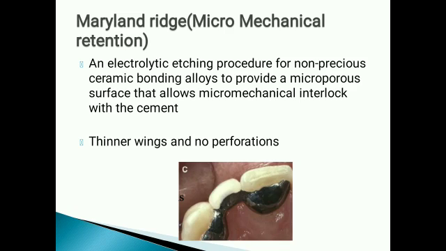Coming to the Maryland bridge, many scientists developed different designs to overcome the shortcoming of Rochette bridge. Dumb and Richbrick used electrochemical pit corrosion to study ceramic bonding to base metals. Tanaka et al. studied the retention of acrylic resins on metal copings.